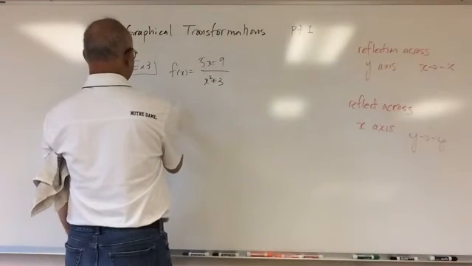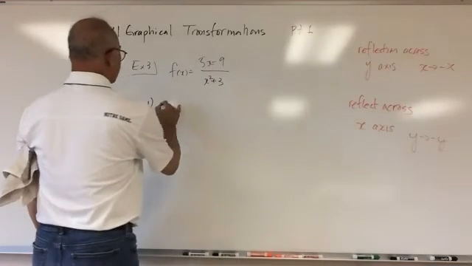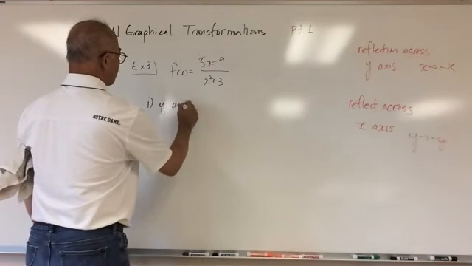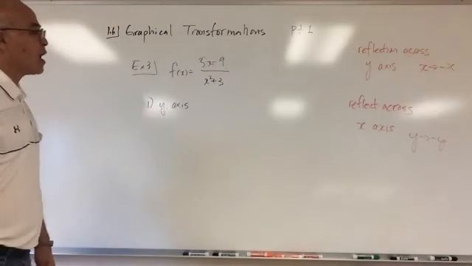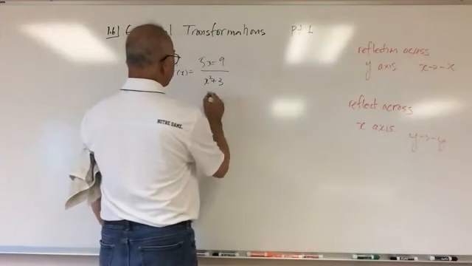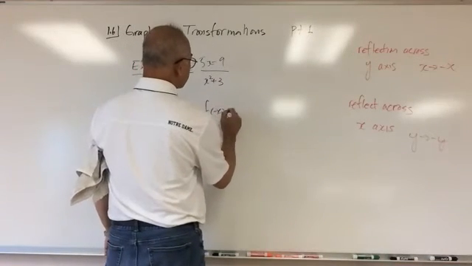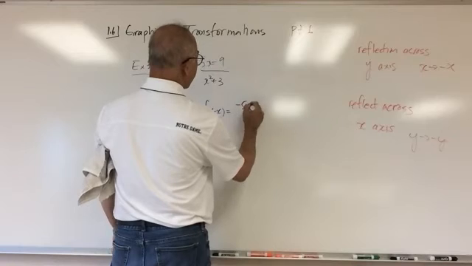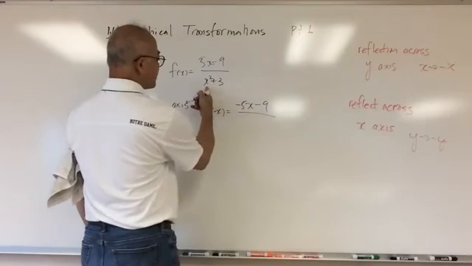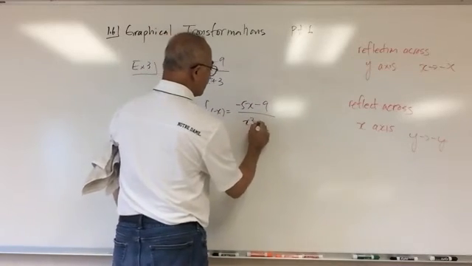So we're going to first reflect across the y-axis. If I reflect across the y-axis, where x is, I have to put -x, right? So it's going to be what? F of -x, which is going to be equal to -5x minus y. I put -x here, it's still x squared plus 3.